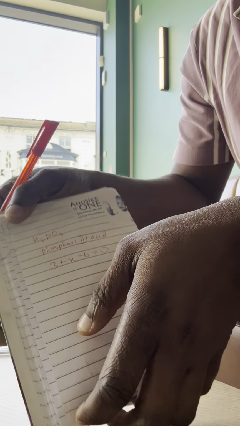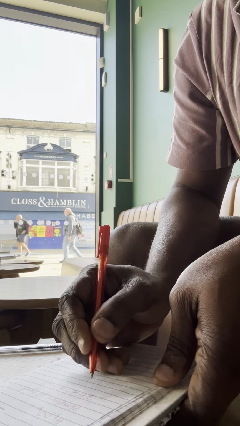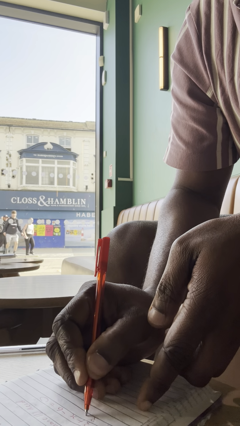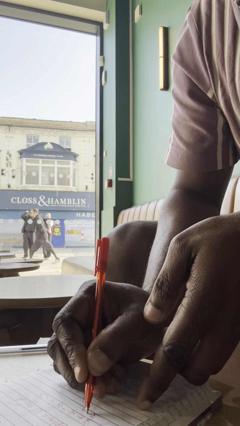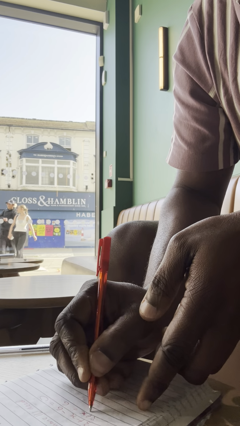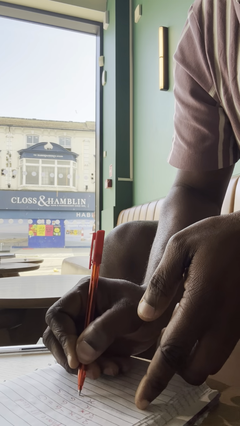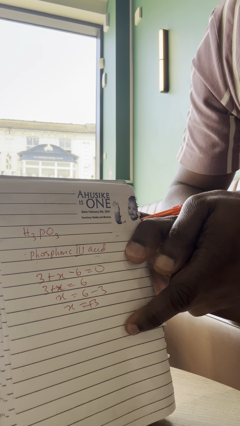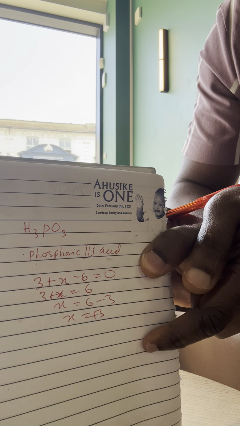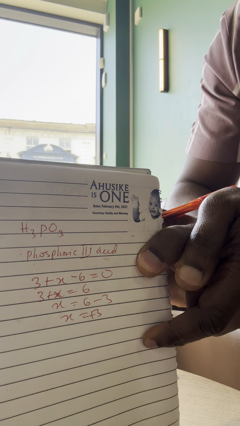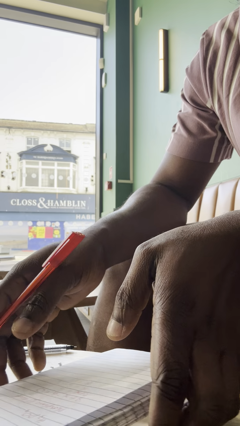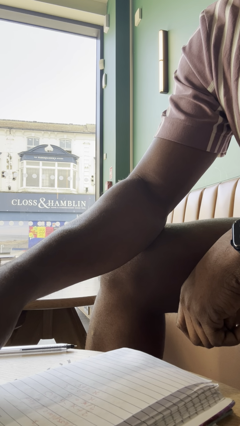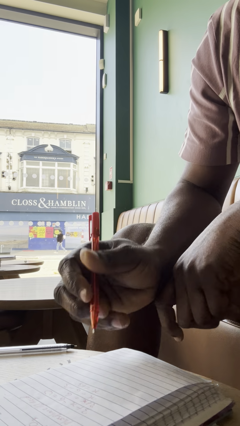Sorry. Minus 6 equals 0, and then finishing the mathematics, 3 plus X equals 6, X equals 6 minus 3, X equals 3 plus. So that's why it's phosphorus 3 acid. Okay, so that's question 4A number 3. And so we'll go to the next question.